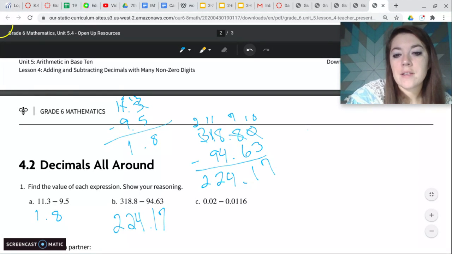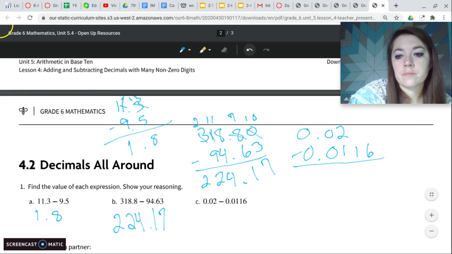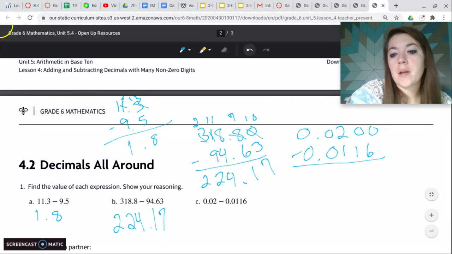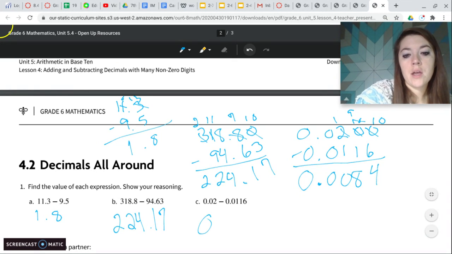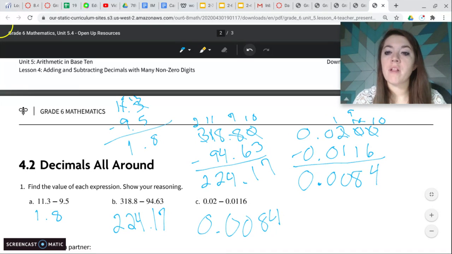All right, our next one, we have 0.02 minus 0.0116. Fill out the missing zeros. So 0 minus 6, can't do it. We have to borrow and borrow. That becomes a 1. That's 10. We have to borrow again to make it 9. So this becomes 10. 10 minus 6 is 4. 9 minus 1 is 8. 1 minus 1 is 0. 0 minus 0 is 0. Put our decimal point, and 0 minus 0 is 0. So we end up with 0.0084. Like I said, you have to be super careful about including the extra zeros to fill out the place values when you're solving.